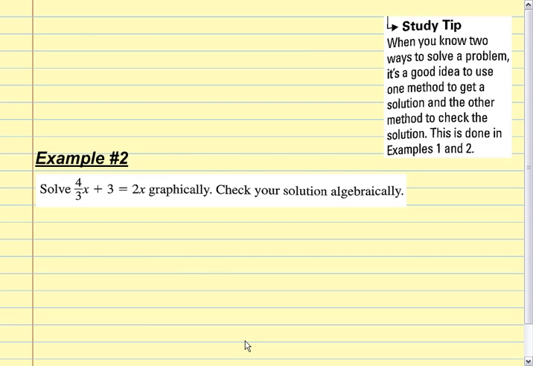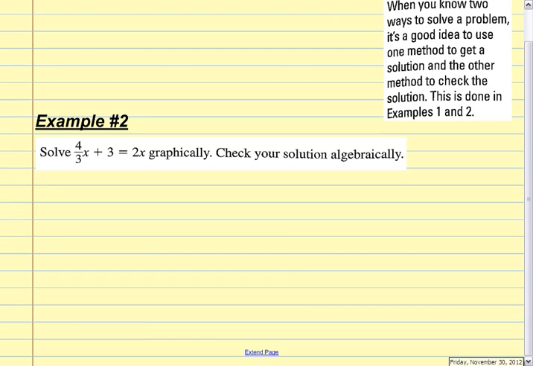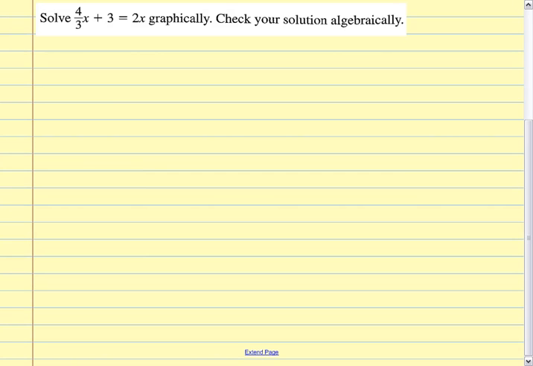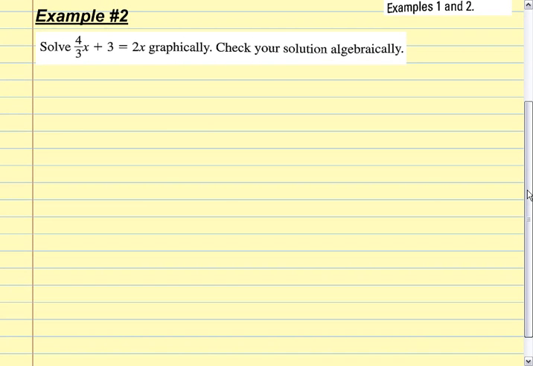Okay, now let's look at this one. We know three ways to graph an equation. Example number 2 says solve this equation graphically, then check your solution algebraically. Now, Cecilia, since you seem to be a little distracted, I'm going to let you help me with this one. It says solve this thing graphically. What's the first step that I do?